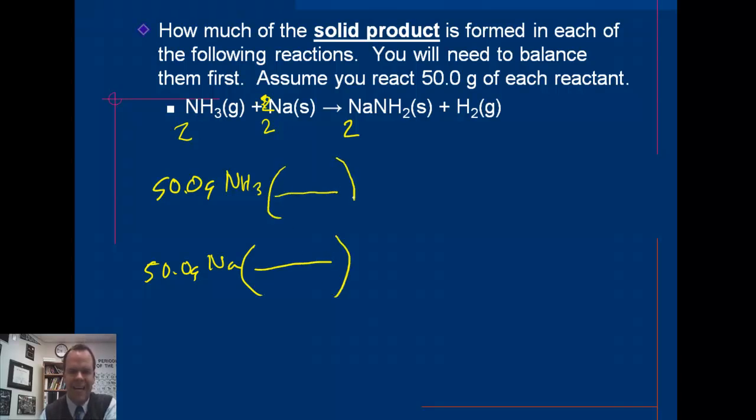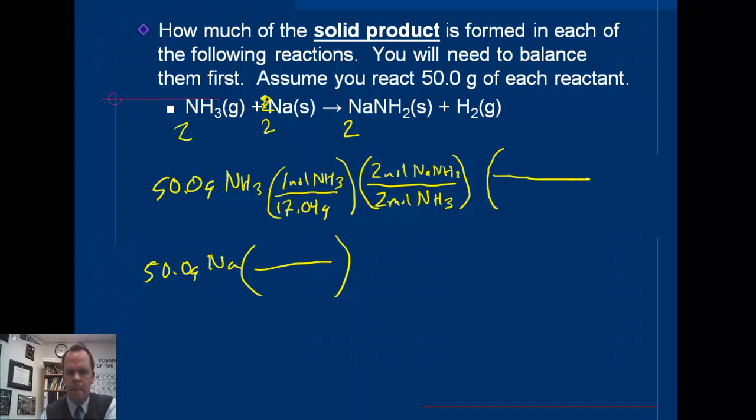First step, convert each of these to the solid product. So we're going to first need to go to moles. 1 mole NH3 over 17.04 grams. Then the mole-to-mole ratio, so 2 moles NaNH2 for every 2 moles NH3. And then 1 mole NaNH2 and 39.02 grams.